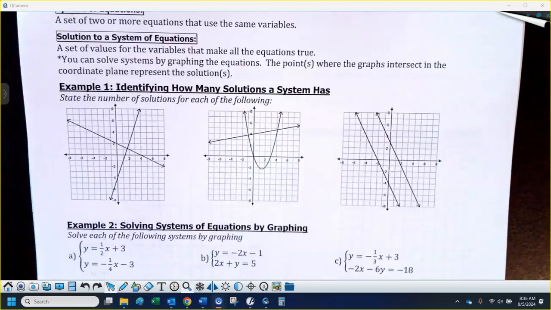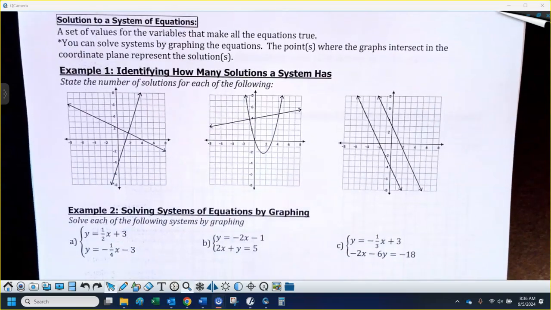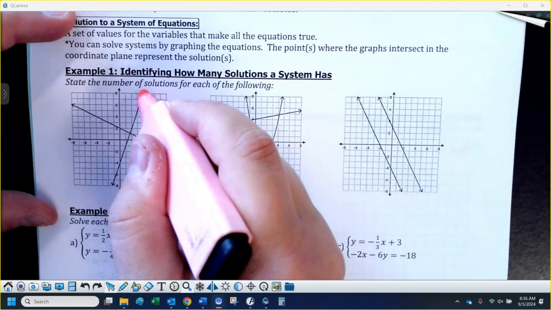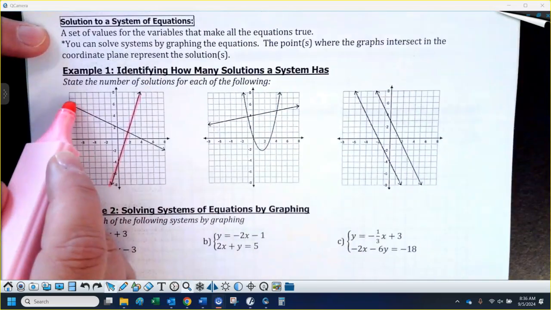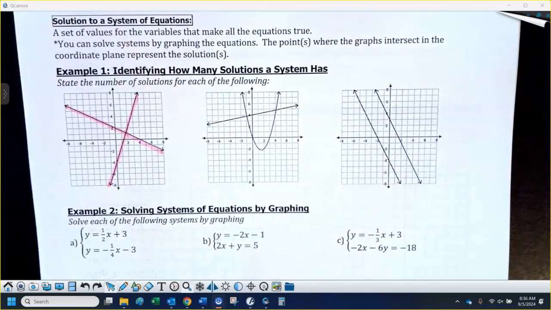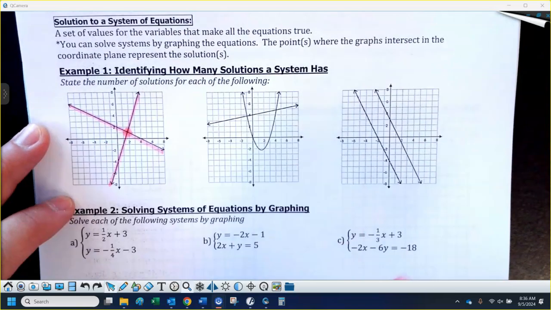If I scooch this up here a little bit, it doesn't say what is the solution. It just says tell me how many solutions you have. So don't actually look at what the coordinates of the point are. It's just how many solutions do you see to the system that's graphed here? So in my first picture, I have a line here and a line here. If that set was my system, how many solutions does that system have? Just one, right? That one point right there.